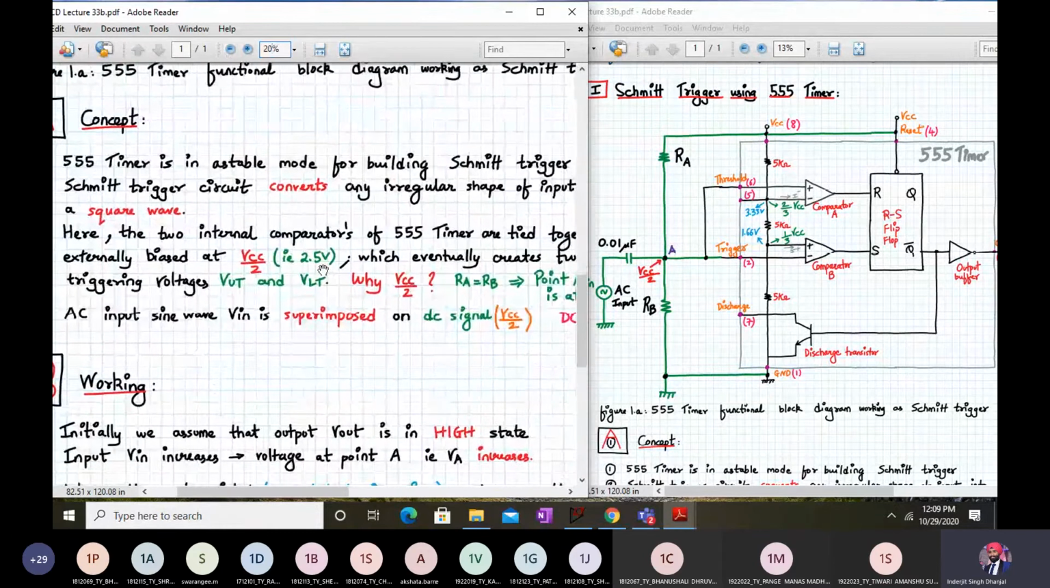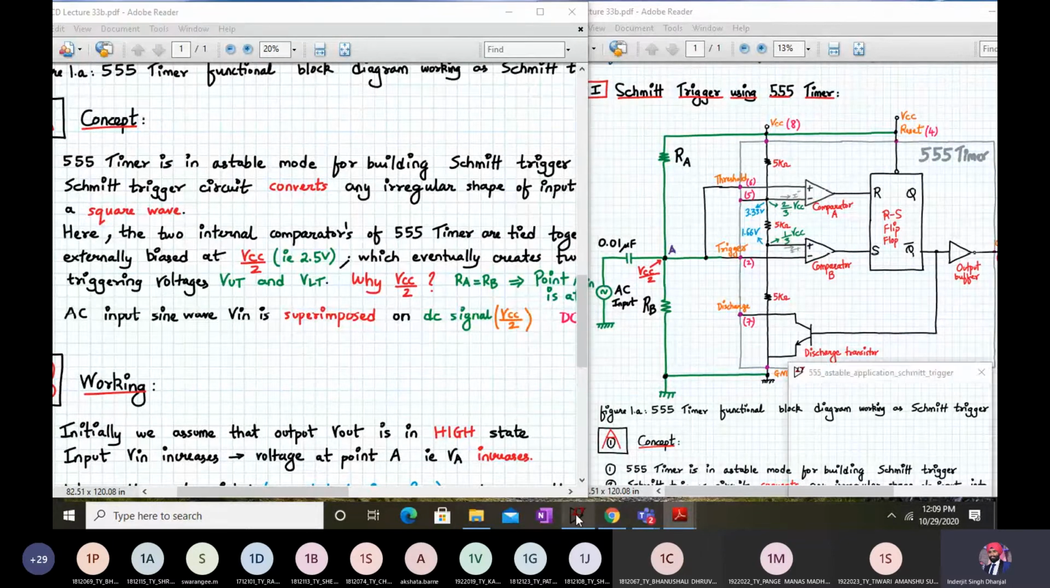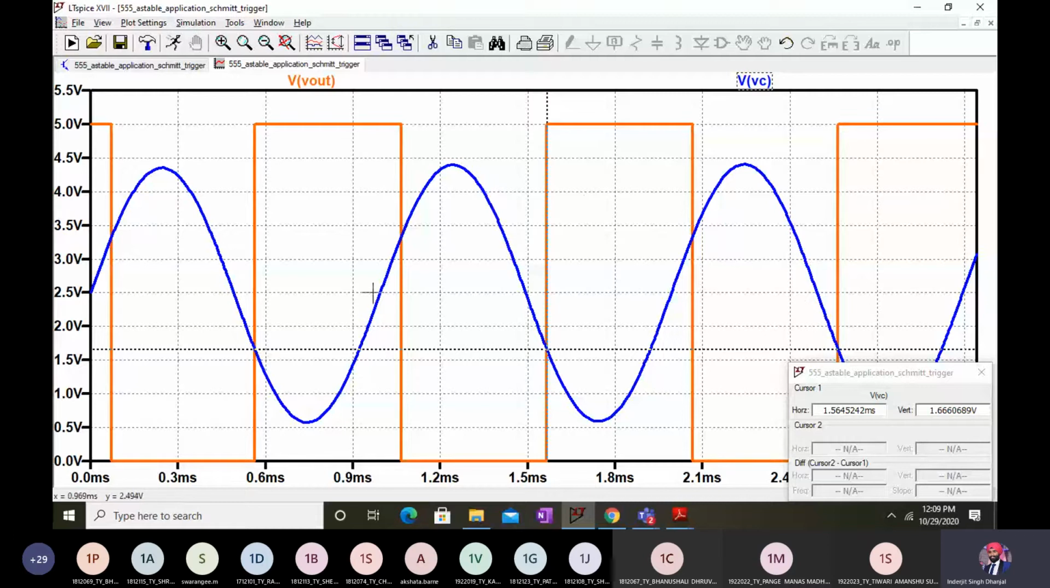Do you remember one statement about the Schmitt trigger? It converts any irregular shape of input into a square wave. Definitely it will convert that, so the output is a square wave. The input may not even be a sine wave. But what is the criteria for a Schmitt trigger? When will this Schmitt trigger stop working? Anyone? Whatever shape it may be, there is one criteria which you need to follow. What is that criteria? For the Schmitt trigger to be functioning. Please tell quickly because we have only around 10 minutes more.